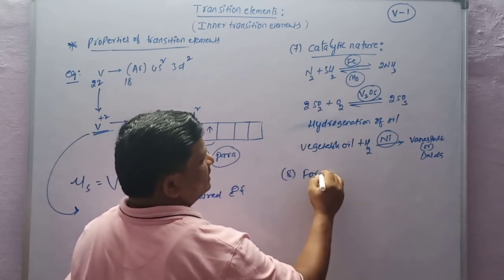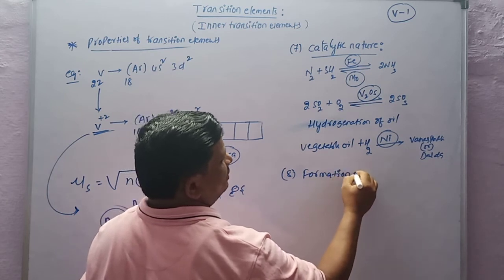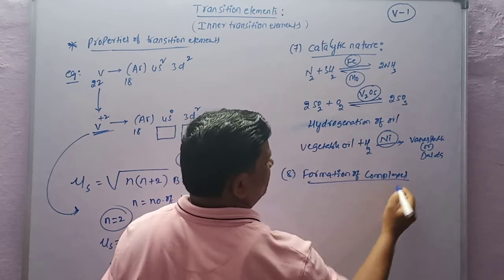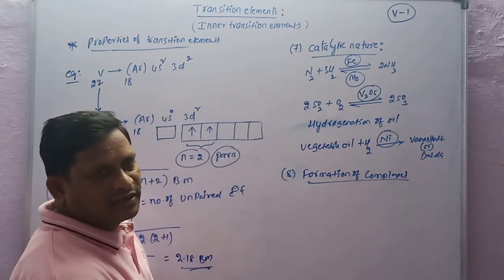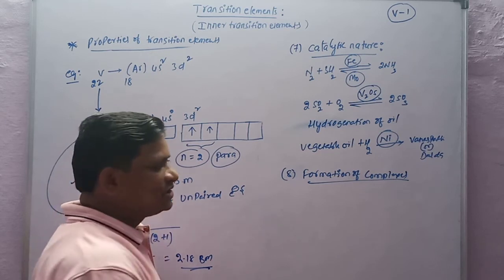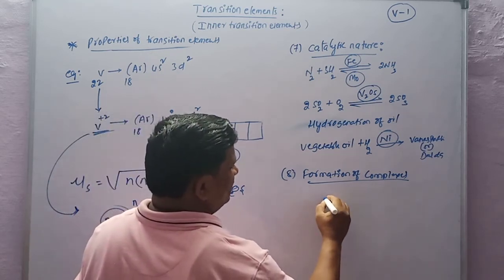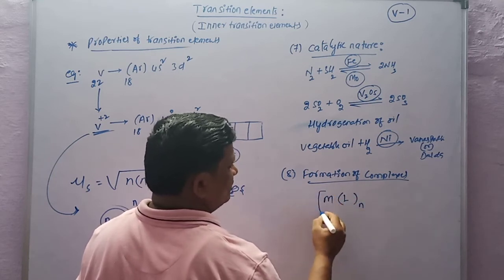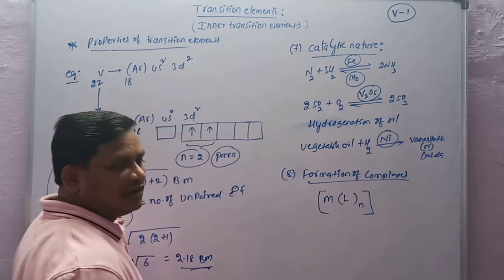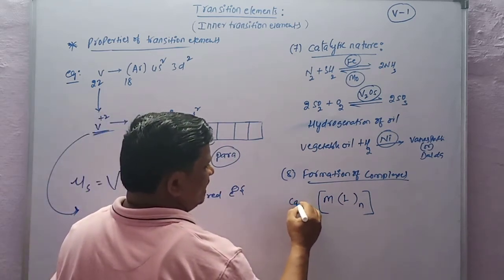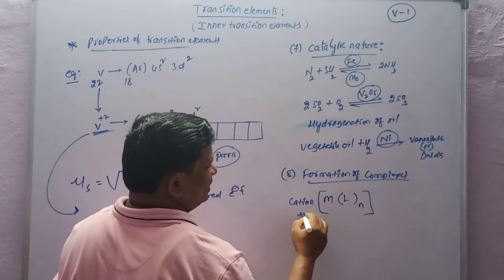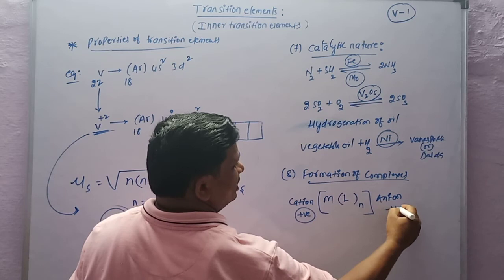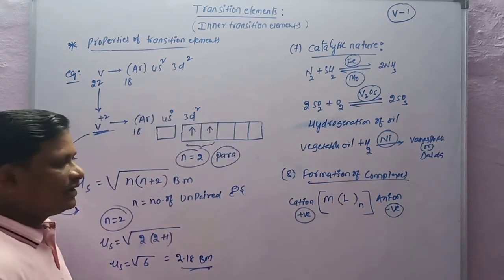Formation of complexes. In complex compounds, the central metal is the transition metal. So simply it is the metal, it is the ligand, and it is taken n times. This is the simple representation of a complex compound. This is the cation part. Cation means the positive ion. On the right side is the anion, the negative ion.